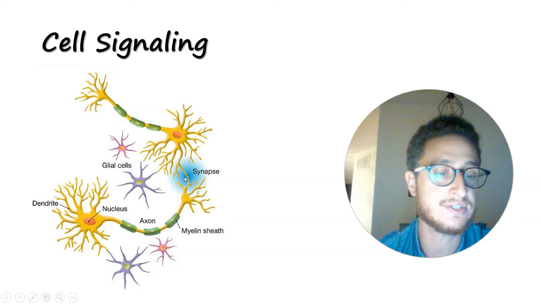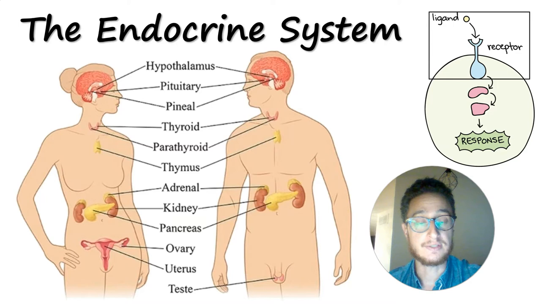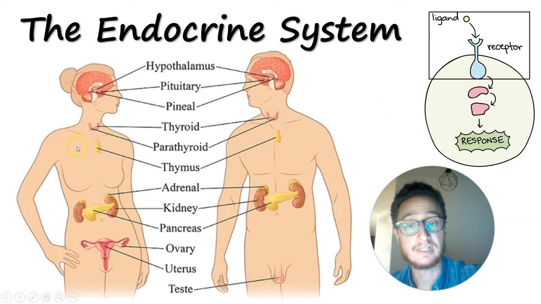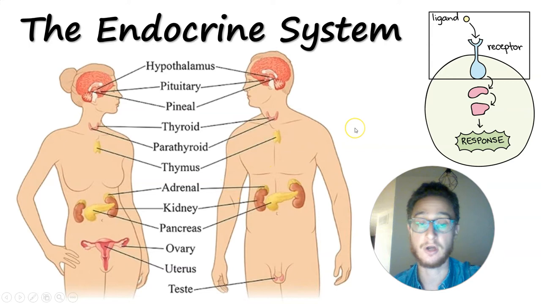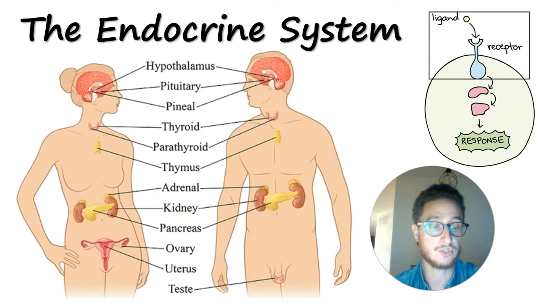And so what we're going to focus on today is the endocrine system. And so that simply is a collection of glands, and these glands all work together to produce a particular type of ligand called a hormone. And hormones are going to be able to alter our physiology in such a way to respond to our environment in interesting ways and to change throughout development.